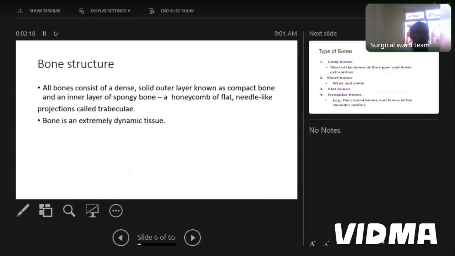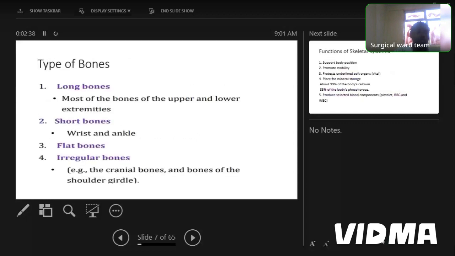When we come to bone structure or anatomy of bone, all bone consists of a densely solid outer layer known as compact bone and an inner layer, the spongy bone. The outer layer is compact bone and the inner part is the spongy bone. And also bone is an extremely dynamic tissue.